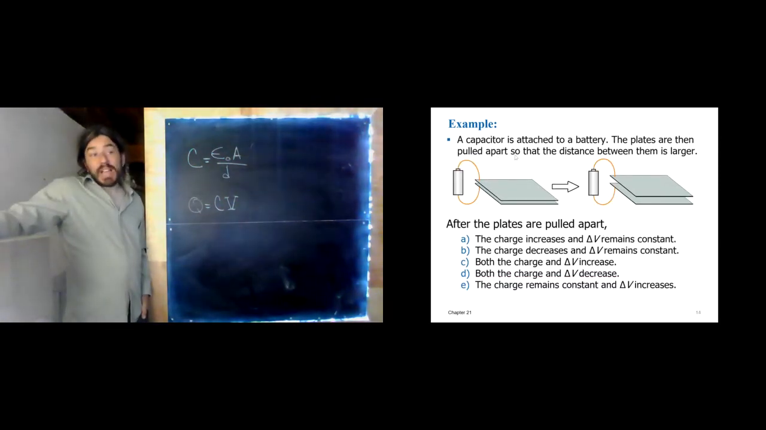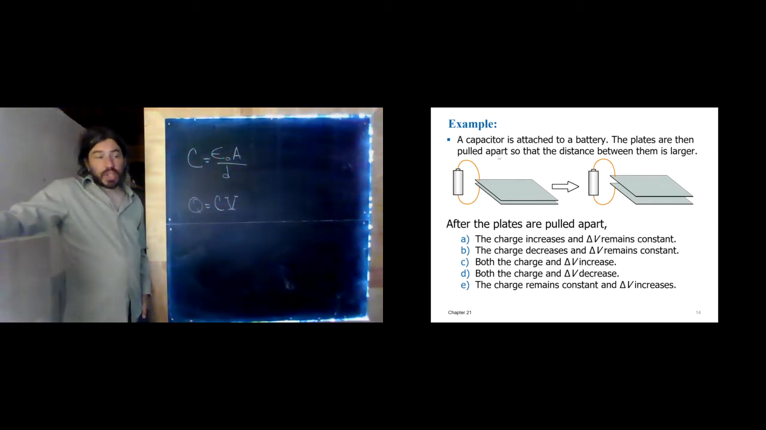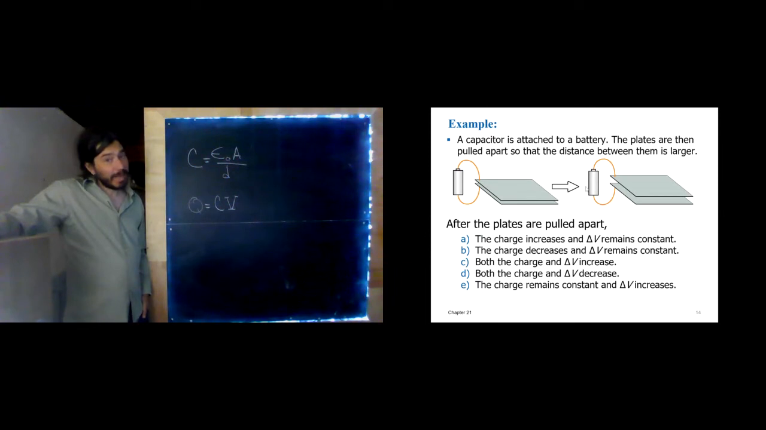So here now we have a capacitor attached to the battery. So I've charged it up, and now, while connected to the battery, I am going to pull the plates apart. Now what happens? Will the charge increase and delta V remain constant? Will the charge decrease and delta V remain constant? Will both the charge and delta V increase? Will both the charge and delta V decrease? Or will the charge remain constant while delta V increases? Why don't you think about it, and I'll see you on the other side.